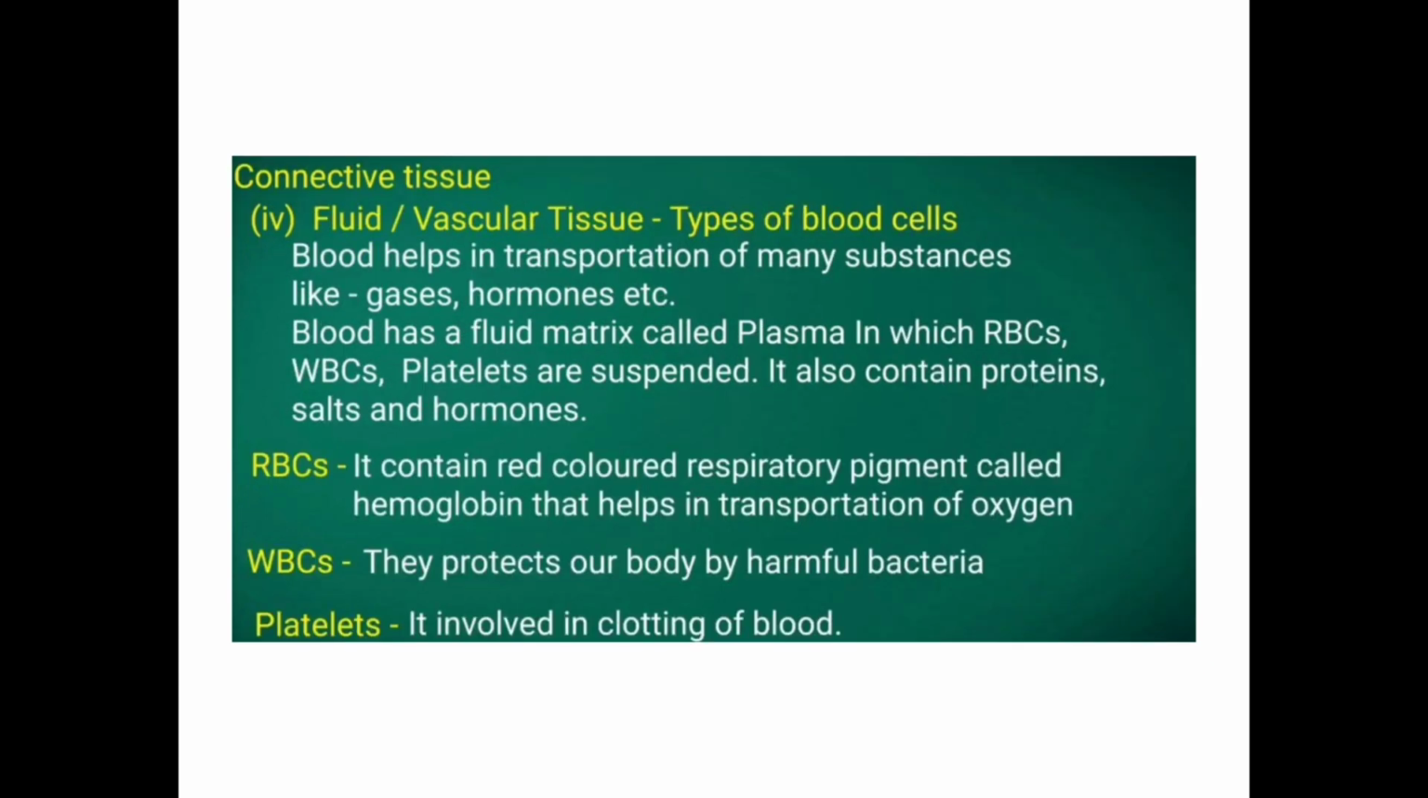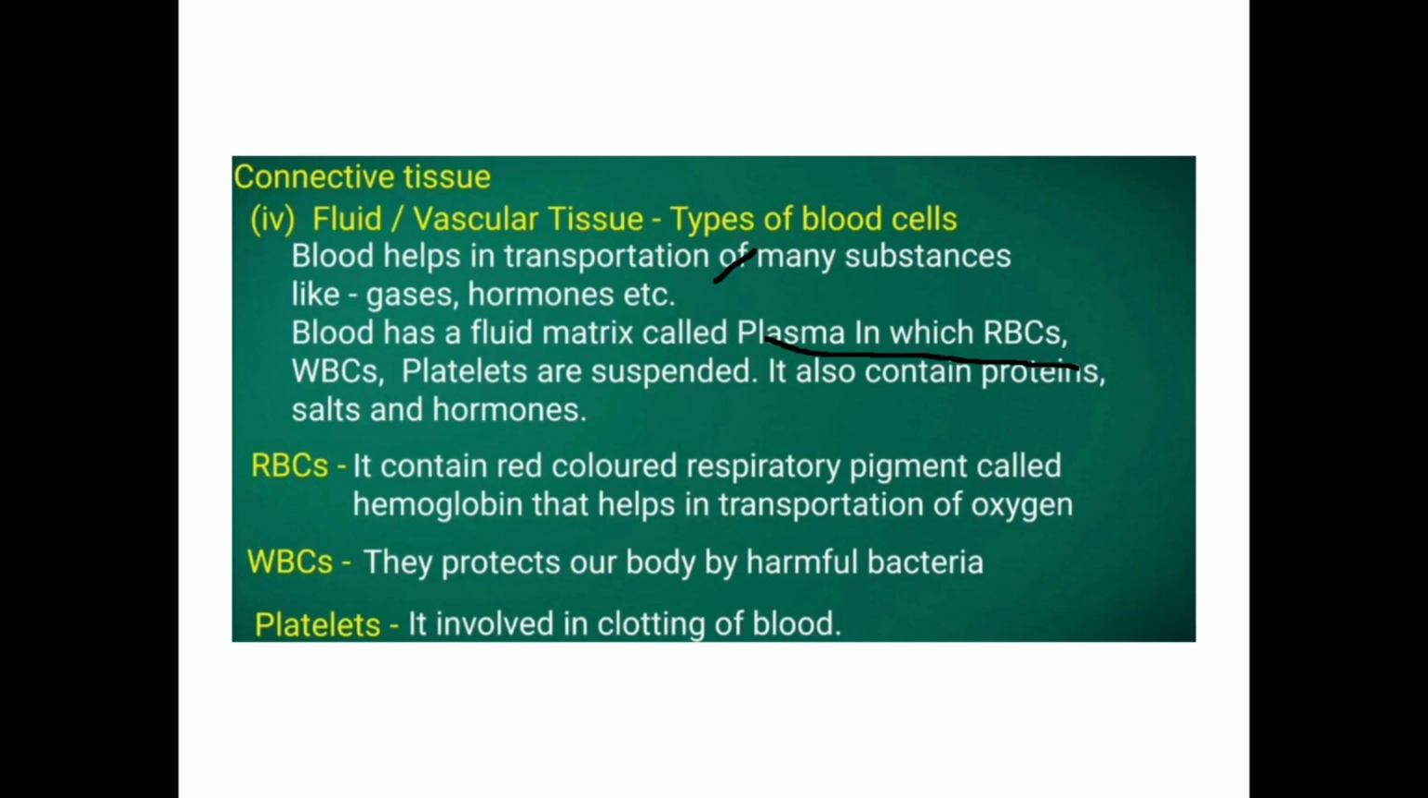The next one is fluid tissue, or vascular tissue. We know that blood is a fluid tissue. Blood helps in the transportation of many substances like gases and hormones. Oxygen and carbon dioxide are transported in blood, hormones are released in blood, and wastes are transported in blood. Blood has a fluid matrix called plasma, in which RBCs, WBCs, and platelets are suspended.